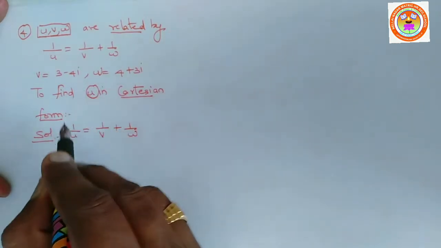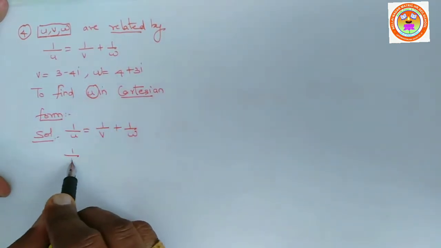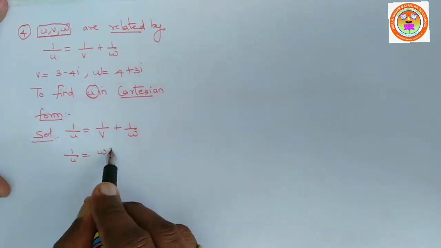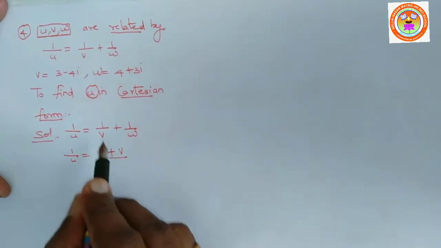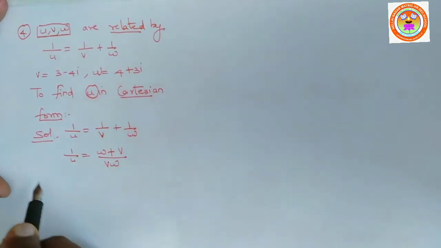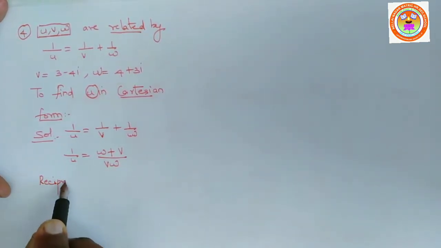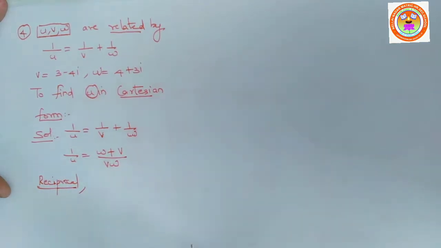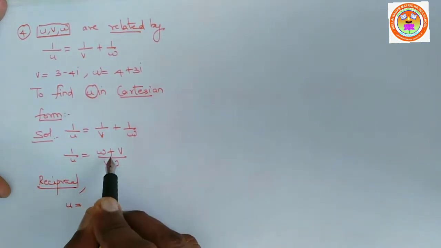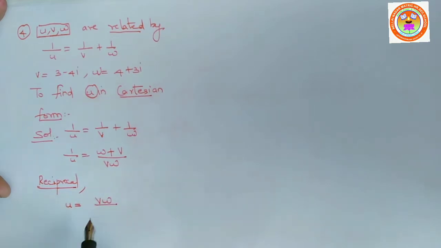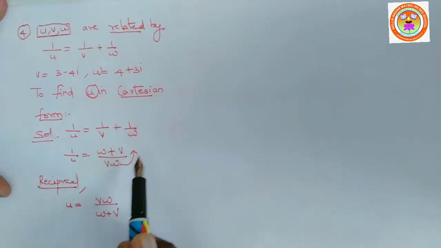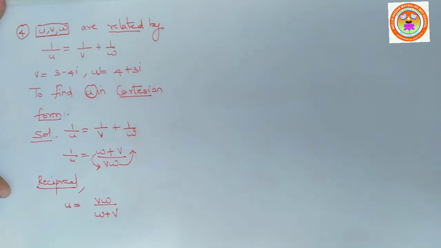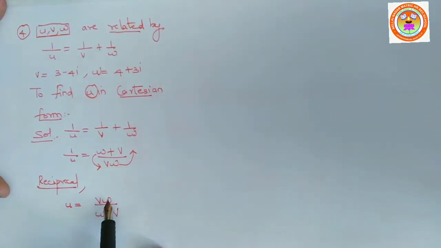We need to find U, but they gave the relation for 1/U. So 1/U is equal to cross multiply: W plus V, divided by V into W. Now take the reciprocal. By reciprocating, 1/U becomes U, and this becomes VW divided by W plus V. Listen carefully: VW moves upward, W plus V comes down. That's a reciprocal. Now you can apply multiplication to these two complex numbers and addition to these two.